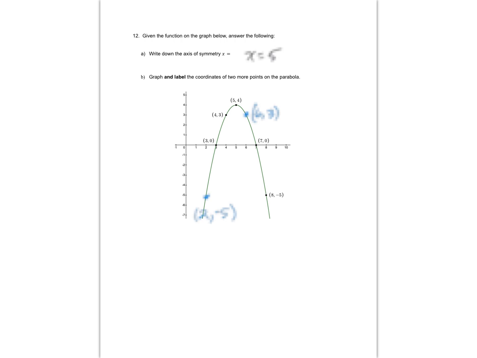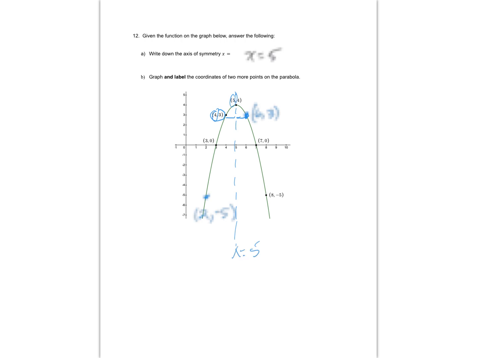Okay, so our last problem is writing down the axis of symmetry of this graph and then plotting 2 additional points that are on the graph. Once I write the axis of symmetry, I know that this point is 1 unit on the x away from here. Because of symmetry, 1 unit away is 6, 3. Because this is 4, 3, which is 1 unit away from the axis of symmetry, which is x equals 5.